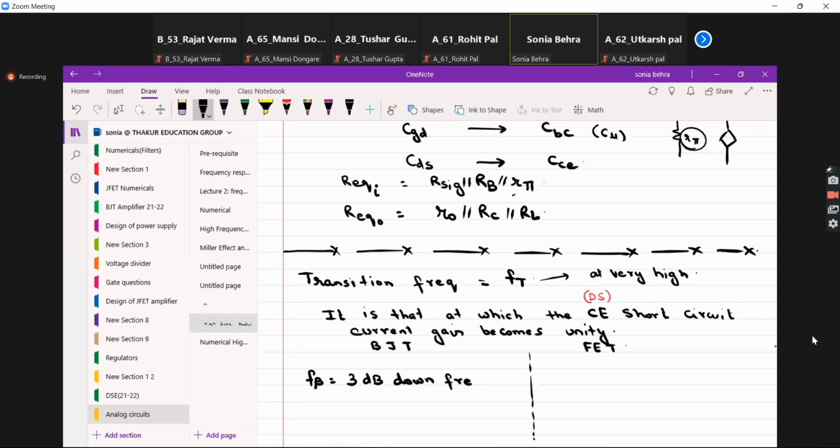frequency for current gain. This is not for your voltage gain, it is for current gain. That means when you take the current gain 3 dB down, the frequency you get is known as F beta. It is your 3 dB down frequency for current gain, or it is called your beta cutoff frequency.